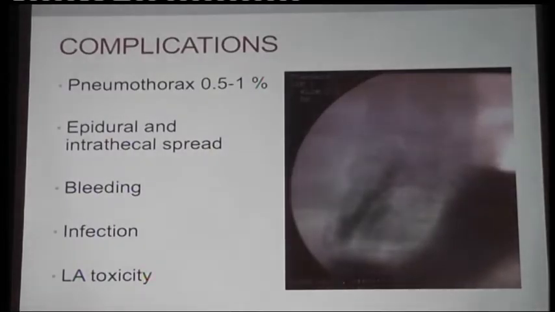Some complications are there, like pneumothorax. It happens in 0.5 to 1%, but if you attach the syringe to the needle, there are fewer chances of pneumothorax. Because what happens when you puncture the pleura and your needle end is open, then it will suck the air and there are higher chances of pneumothorax.